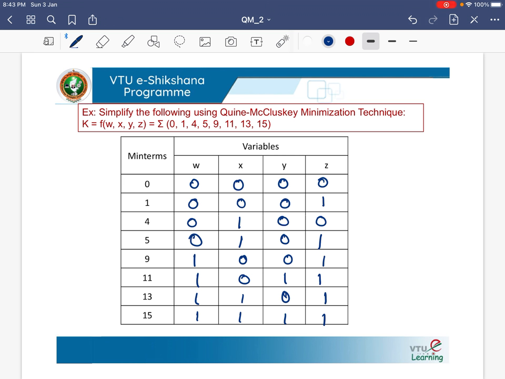After writing the binary equivalent, we have to make groups of the min terms which have the same number of ones. For example, here 0 does not have any 1. 1 and 4 have a single one. This is a single one and this is also a single one. Therefore, those two can be grouped together. Similarly, 5 and 9 have two ones. These two can be grouped together. 11 and 13 have three ones. Similarly, 15 has four ones.